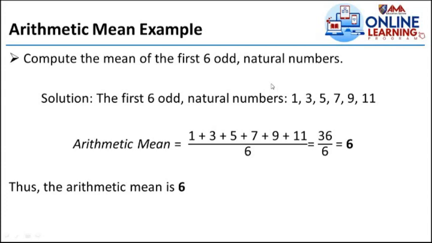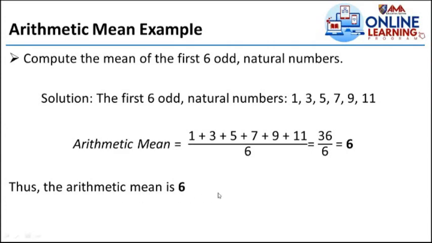The solution: the first 6 natural numbers are 1, 3, 5, 7, 9, 11. And with that, we're going to compute for the arithmetic mean. We're going to sum up all our data: 1, 3, 5, 7, 9, 11. Add them, divided by n. So 1, 2, 3, 4, 5, 6, there are 6 numbers in our data. So 36 all over 6, the arithmetic mean or the average is equal to 6. Thus, the arithmetic mean is equal to 6.